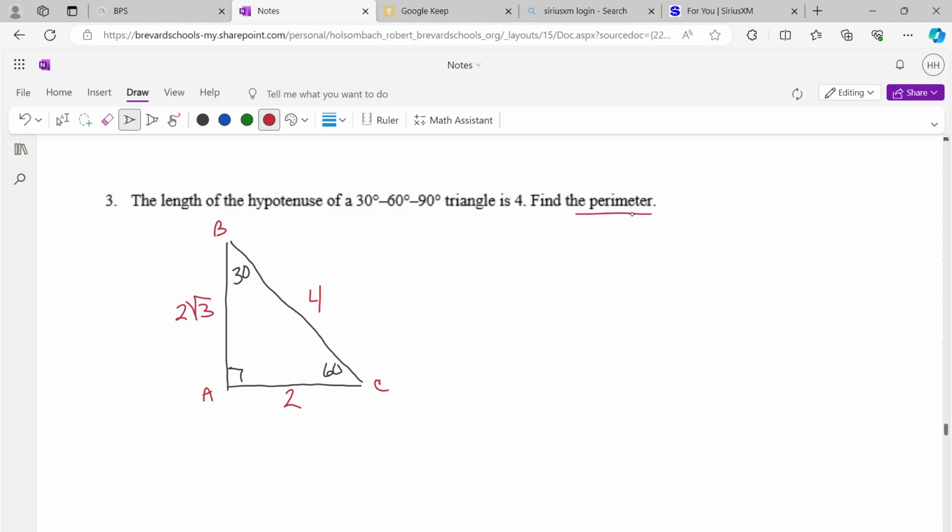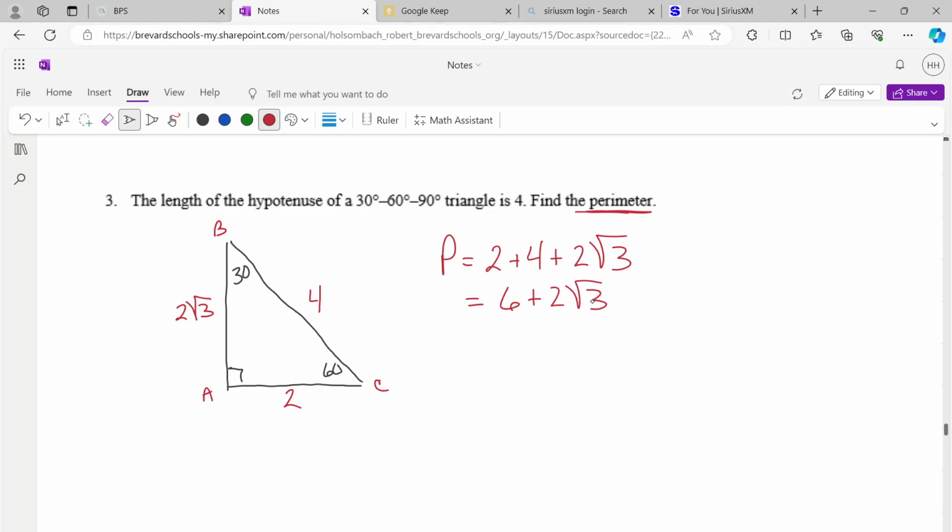You need the perimeter. So the perimeter of this triangle is going to be 2 plus 4 plus 2 radical 3. And in simplest form, the perimeter is going to be equal to 2 plus 4 is 6, plus 2 radical 3.